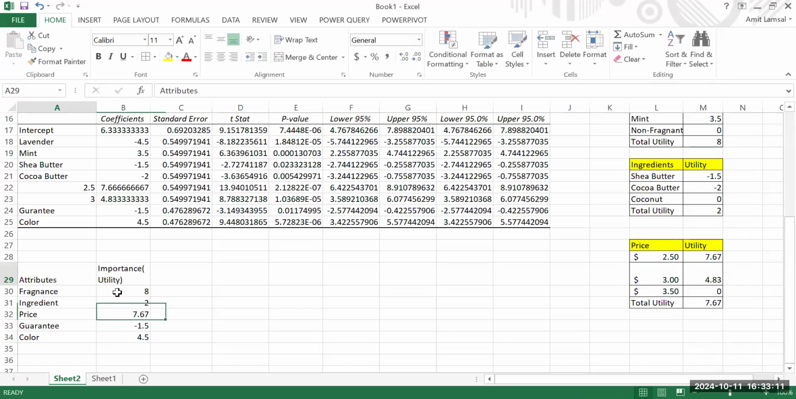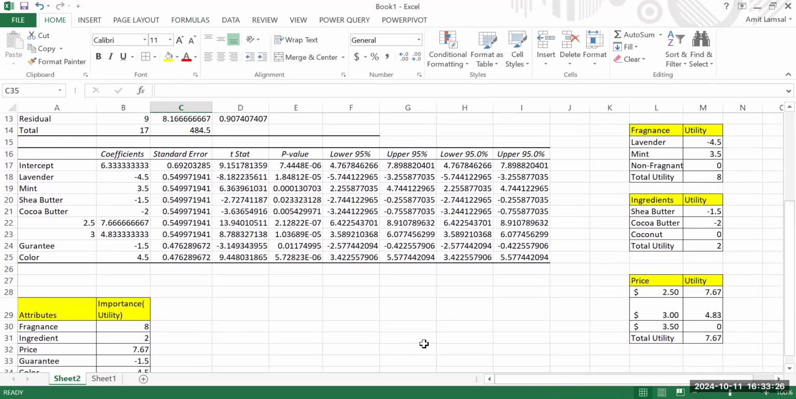Here, the utility determines the importance. How is it working here in the analysis? From this, you can see that the fragrance is the ultimate thing for the customers because they value the fragrance so much. And in fragrance, you can see the mint has the greater value. This means most of the customers prefer mint as the fragrance.